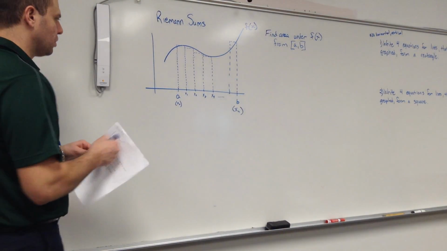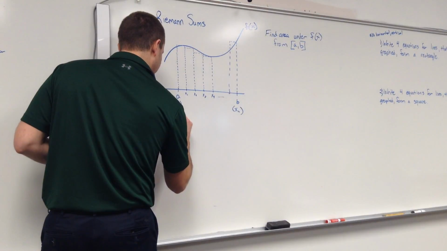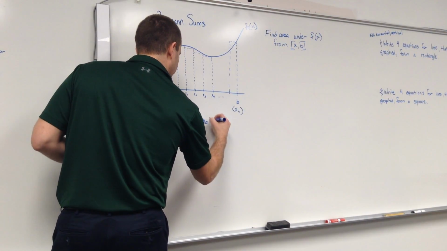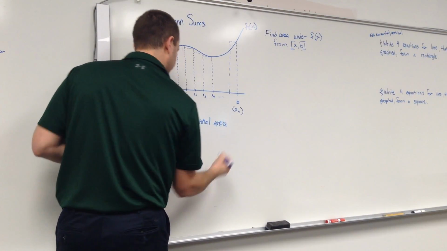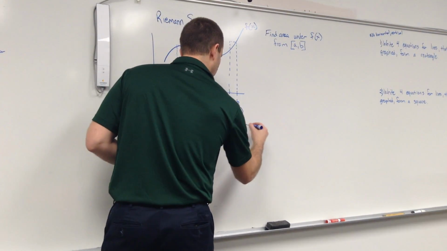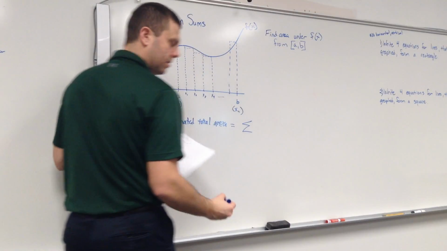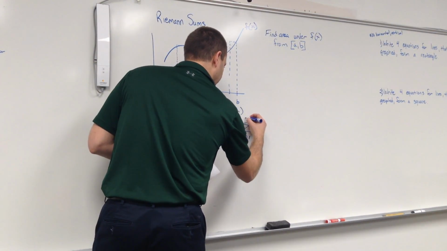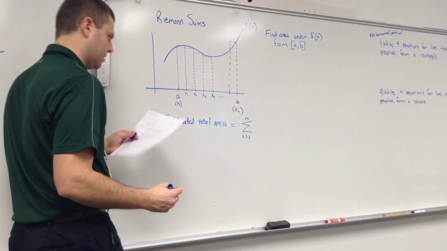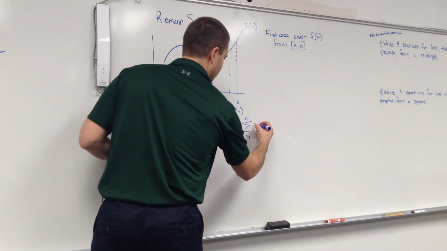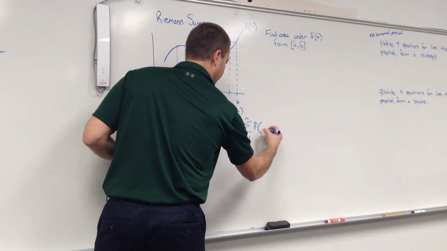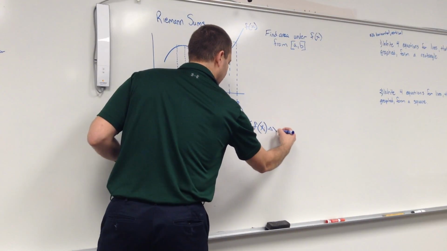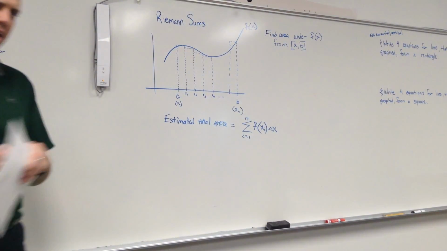Okay? So the estimated total area would equal the sum as i goes from 1 to n of f of x sub i times delta x. And I'll explain that here a little bit.